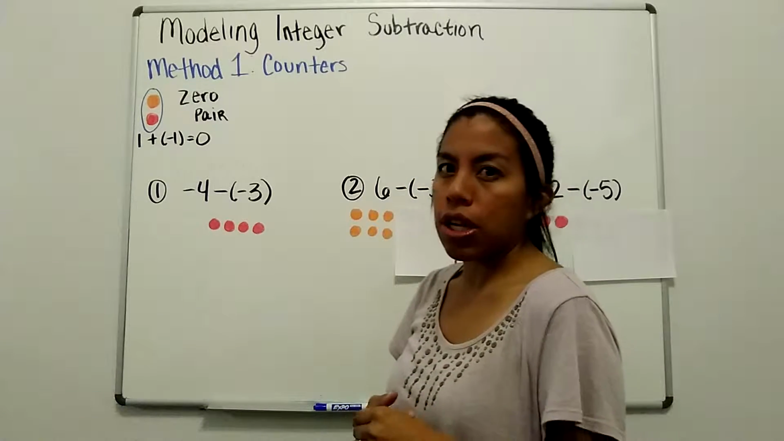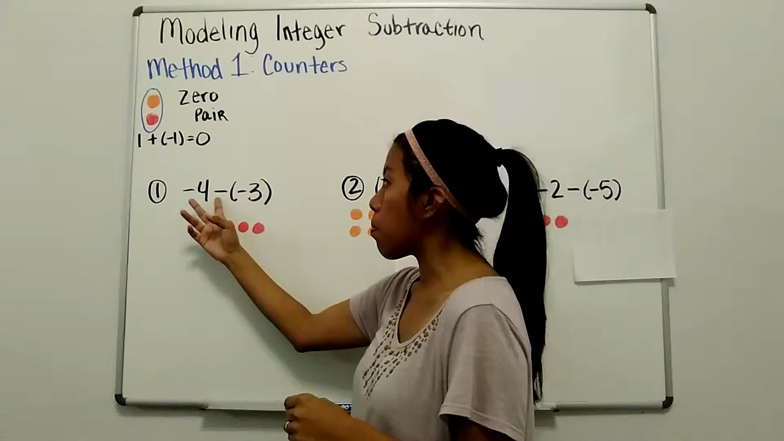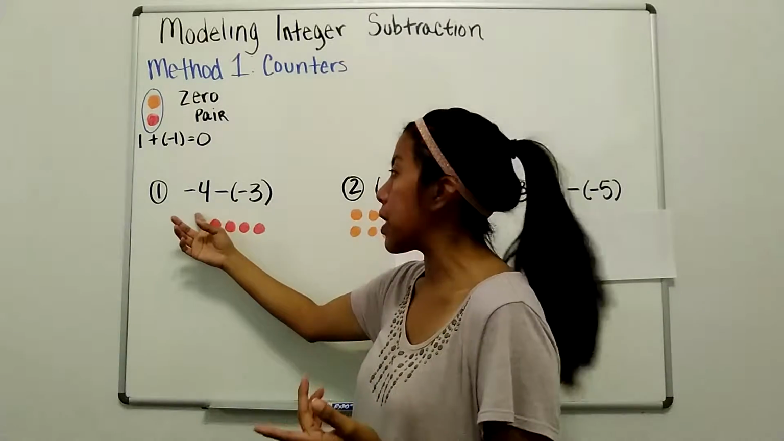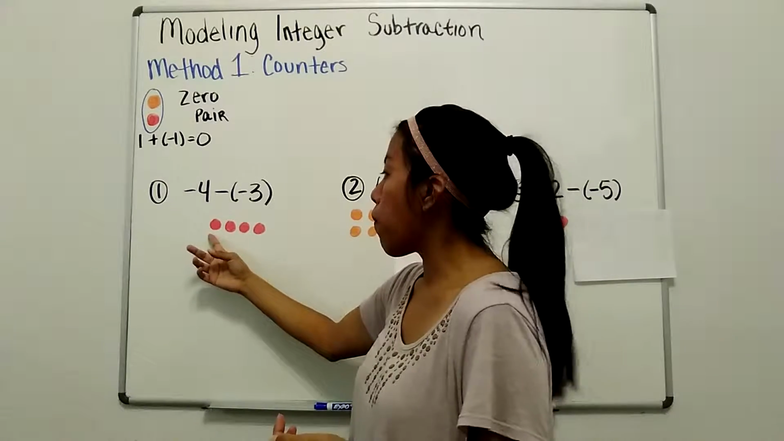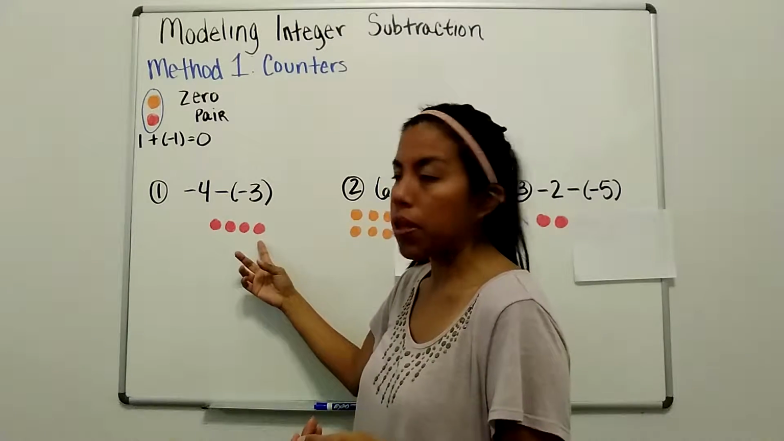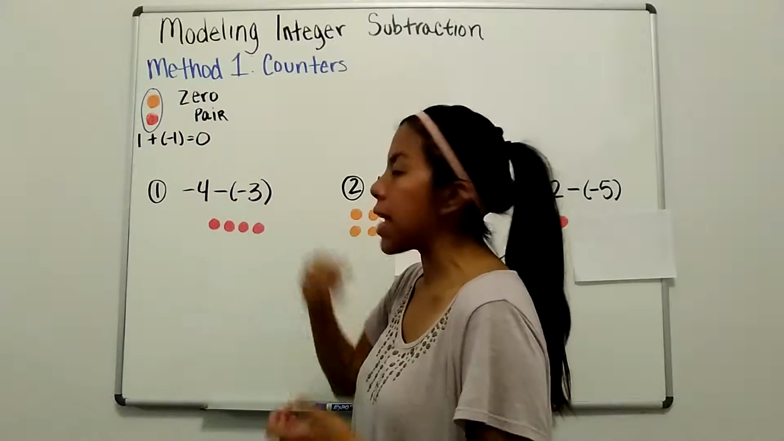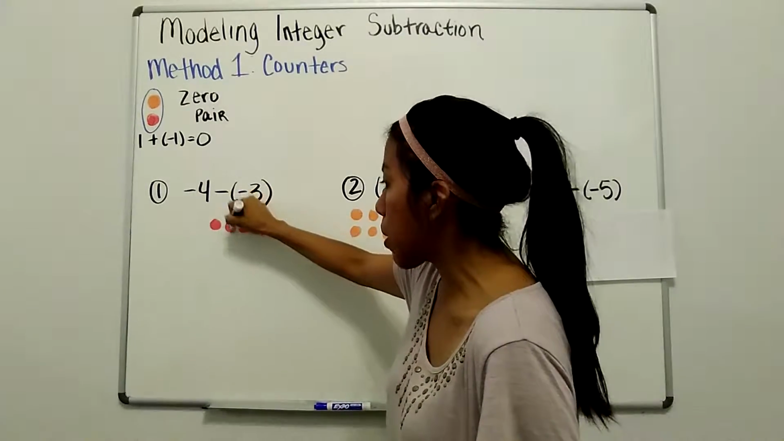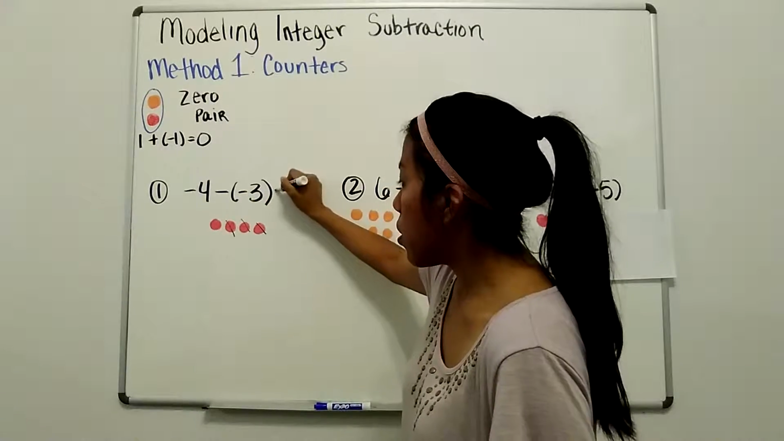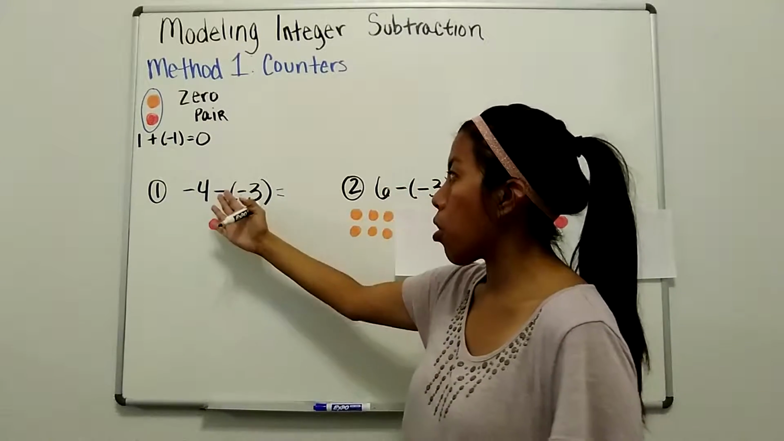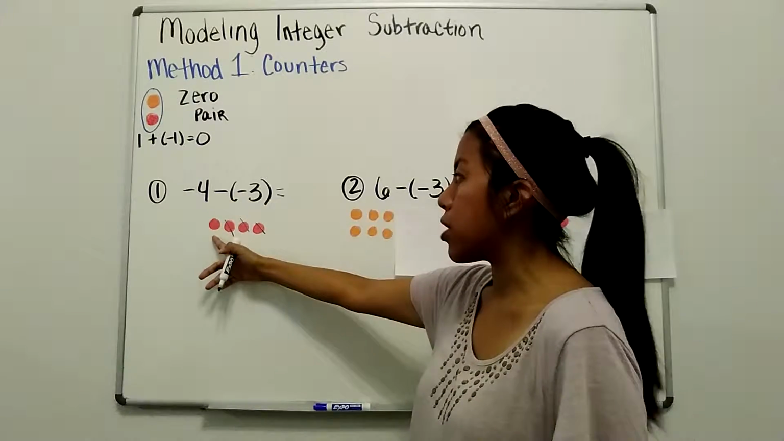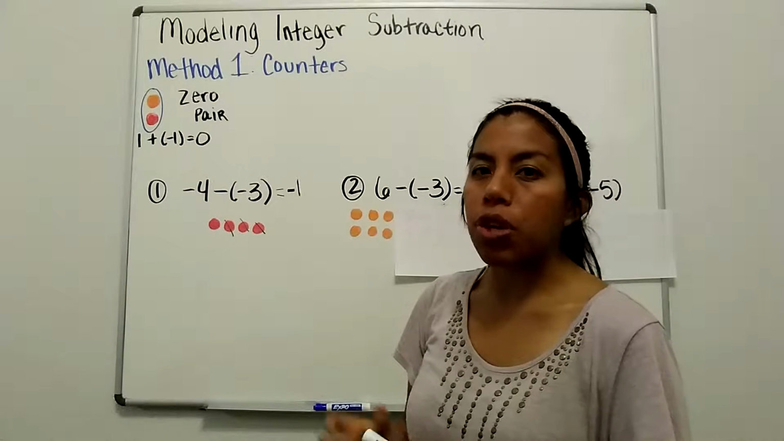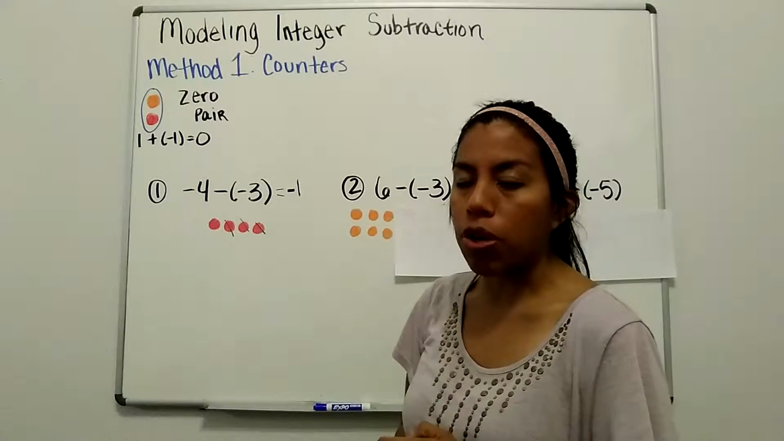Now, this first one is our easiest one. We have negative 4 minus negative 3. Obviously, the first integer we have to model is negative 4, so we wrote down 4 negative counters, okay? But we need to take away negative 3. This is simple. All you're going to be doing is just crossing them out. So negative 4 minus negative 3 is just negative 1.